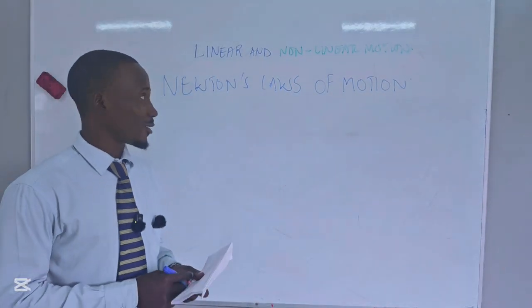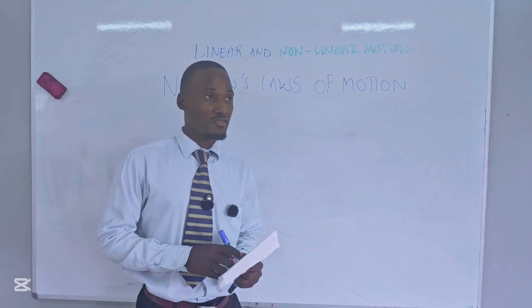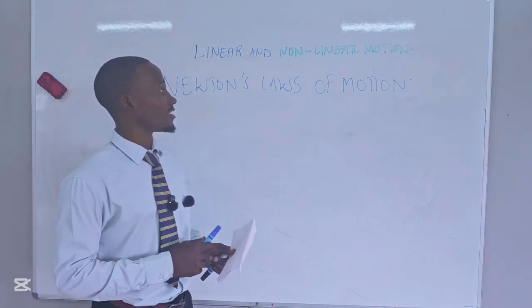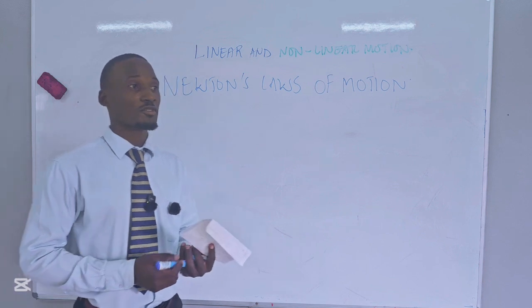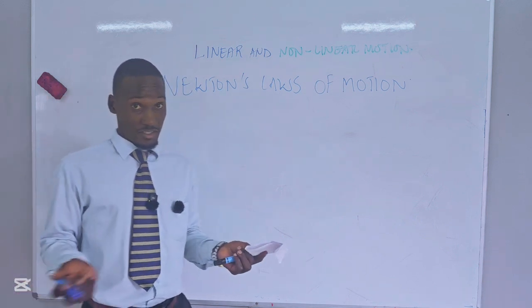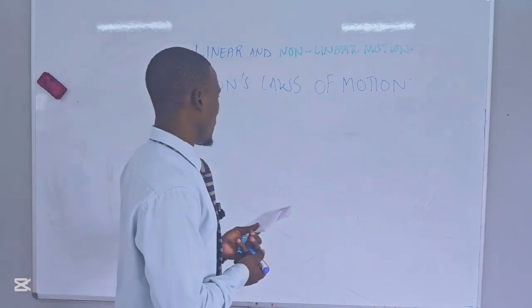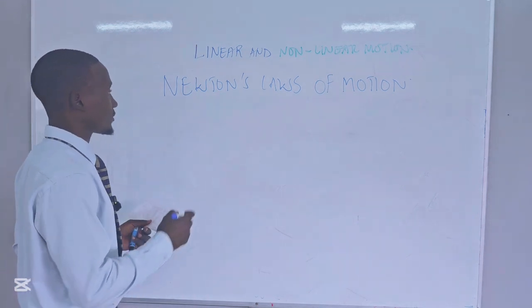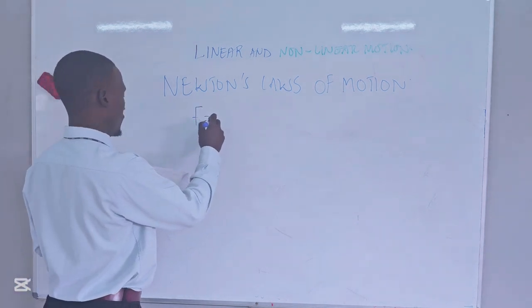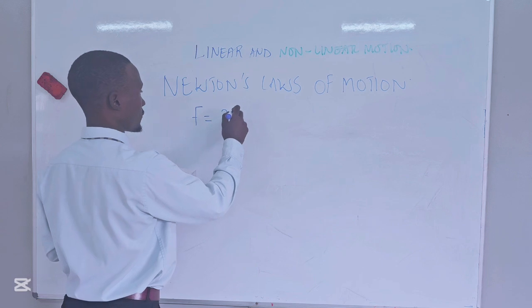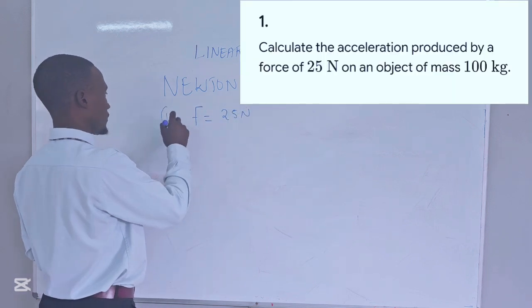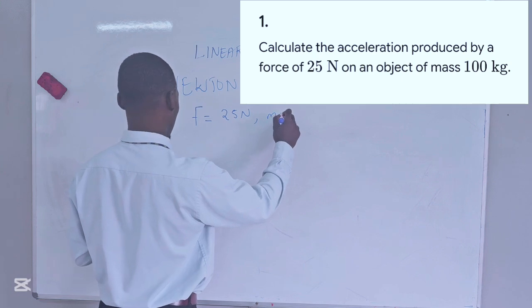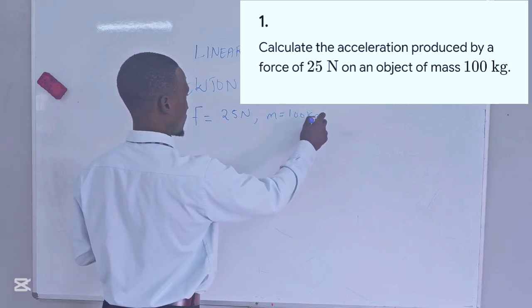Okay, welcome back to the second video of our last episode on linear and nonlinear motion, Newton's laws of motion. We are going to look at some examples. There is that question there which says, calculate the acceleration produced by a force of 25 newtons on an object of mass 100 kilograms.